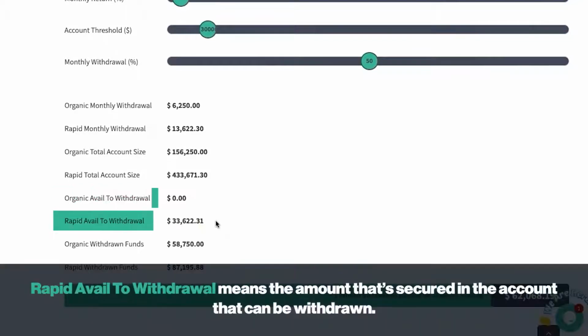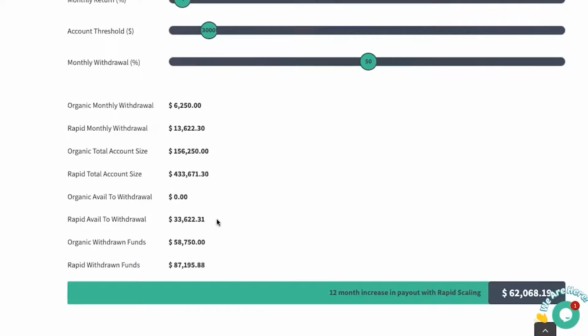The rapid available to withdraw means the amount that's accrued in the account that can be withdrawn. And if that was to be withdrawn, the account would go back to a $100,000 account because we would have withdrawn our profit share as well.